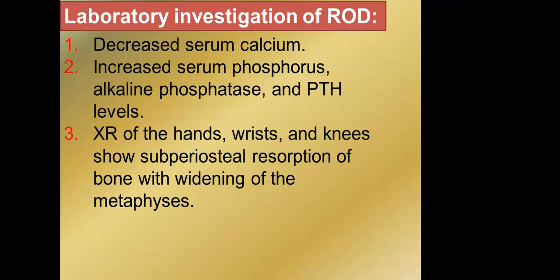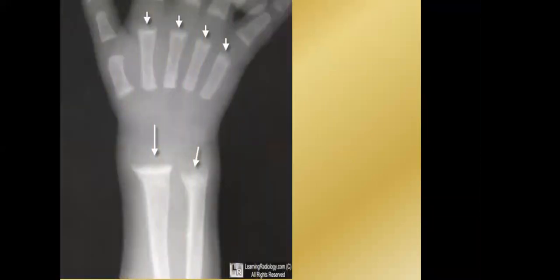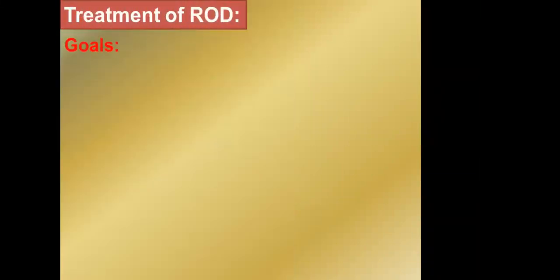X-ray of the bones, wrist, and knee shows subperiosteal resorption, decreased bone density, and widening of the metaphysis like this. This is decreased bone density, widening of the distal end of the radius and ulna, and increased distance between the distal end of the radius and ulna and the metaphysis, with cupping of the distal end of the radius and ulna. This is the radiological finding of the wrist in the patient with rachitic changes due to the decreased calcium level.